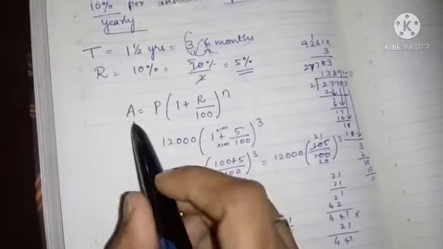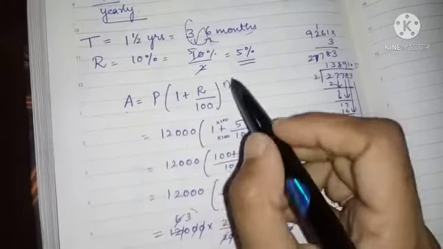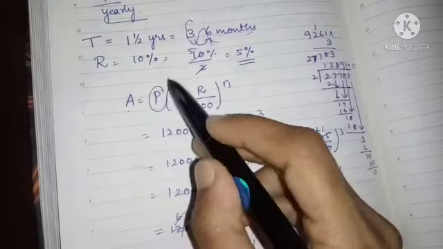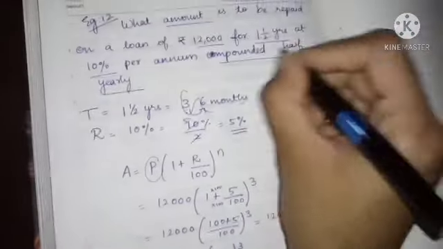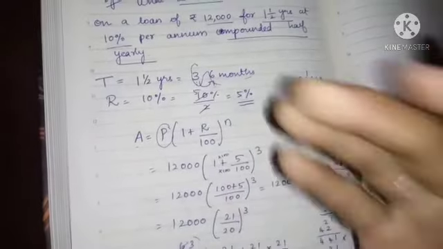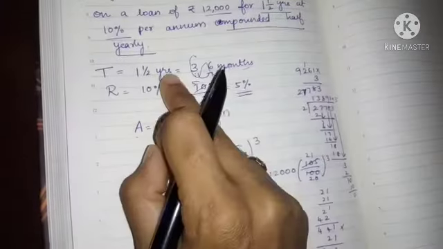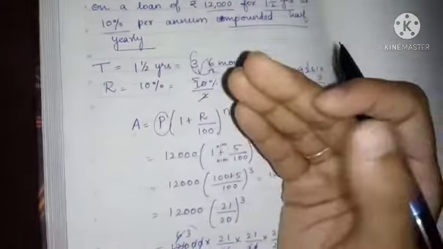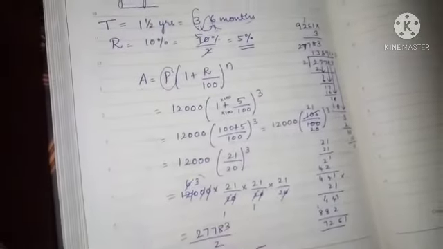Since they asked you the amount, we are directly using the amount formula: principal of (1 plus r by 100) the whole power n. Principal is what you got from the bank. Rate has become half. Why? Because it is compounded half yearly. The whole power is the number of years, so how many 6 months are there in this time? 3 six-months. Because it is half yearly, we have to calculate this 1.5 years in terms of 6 months. So 3 six-months are there, the whole power 3. You can cancel it and find the amount.